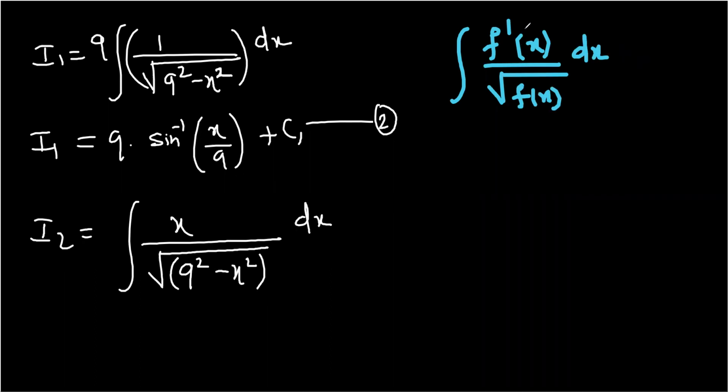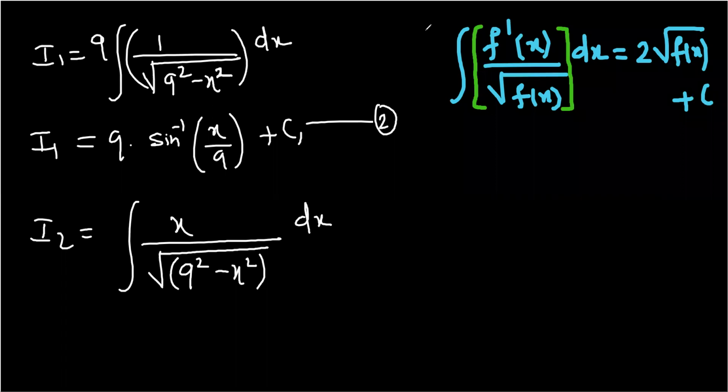If we have an integral where the numerator happens to be the derivative of the content of the square root, that is, inside the square root in the denominator you have f of x, and the numerator is the derivative of f of x, then its integral is 2 root f of x plus c. This is a very important result, so we are going to use this.